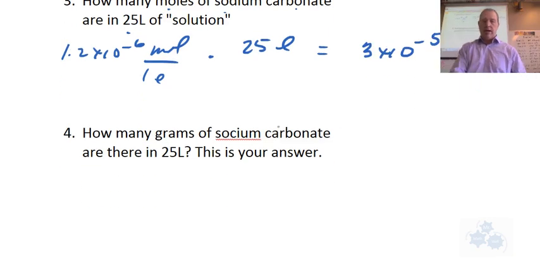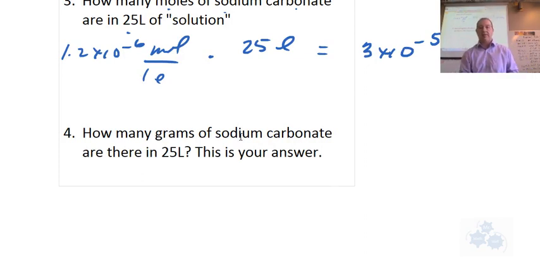And so now, this is supposed to be sodium, not socium. Not sure what that is. Socium, soaking in the bathtub maybe.